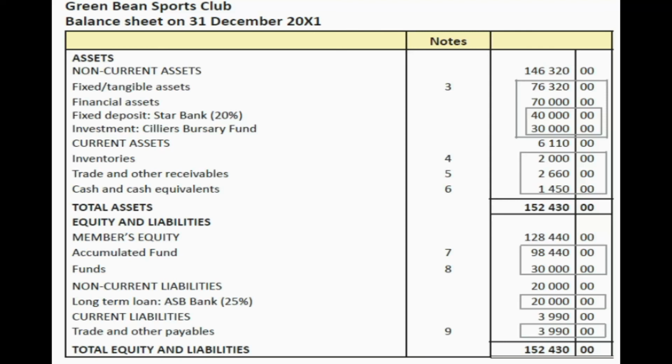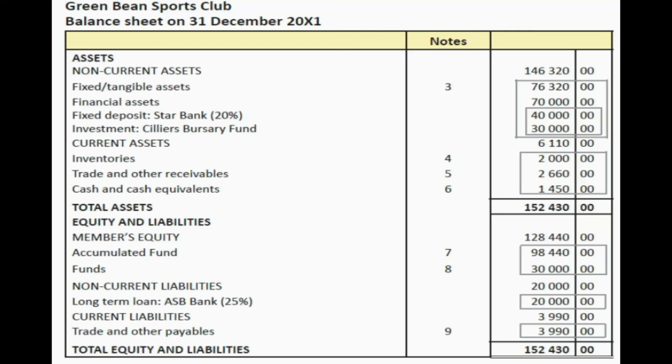152,430. Okay. Then we get to the accumulated fund, 98,440. We have actually done that already in the notes under number 7. So you just transfer that amount at the end of the year. That 98,440, we got that from note number 7. And then the funds is 30,000. You get that straight from the pre-adjustment trial balance. Yes, it's the Silje bursary fund. That is under note number 8. It just gives the details of the fund there.